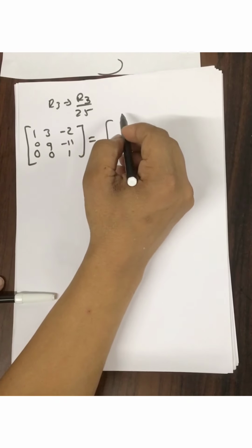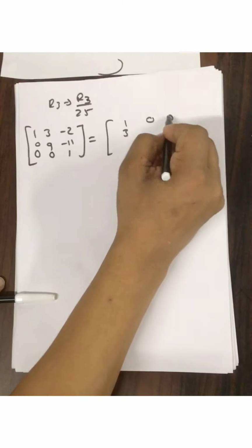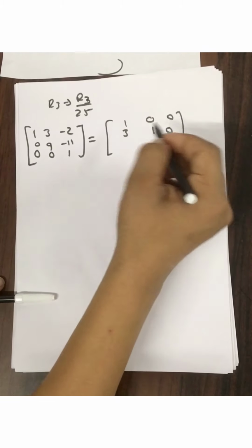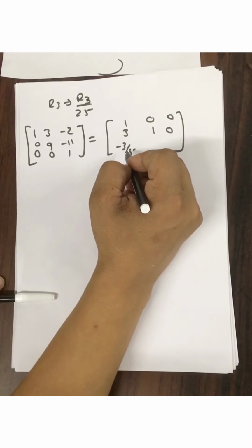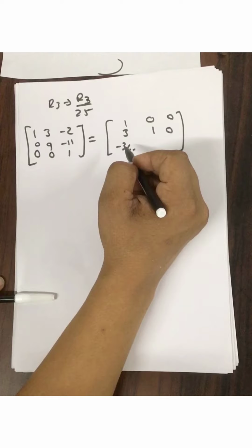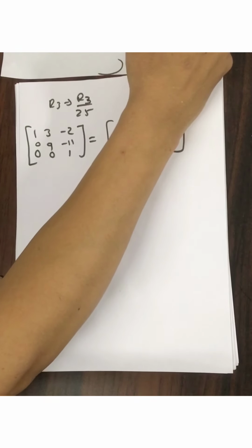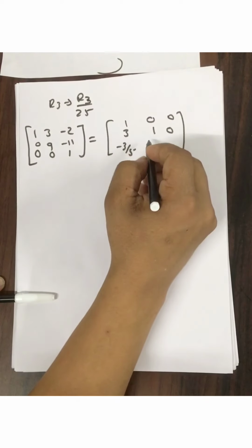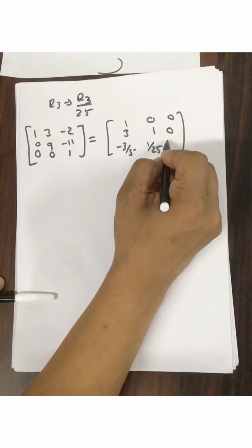This side how much do we get? It takes time. 1, 3, this will remain the same. 0, 0, 1, 0, minus 3 by 5. This was 1 in the previous step, this was 1 and next was 9. So this will be 1 by 25 and this will be 9 by 25.